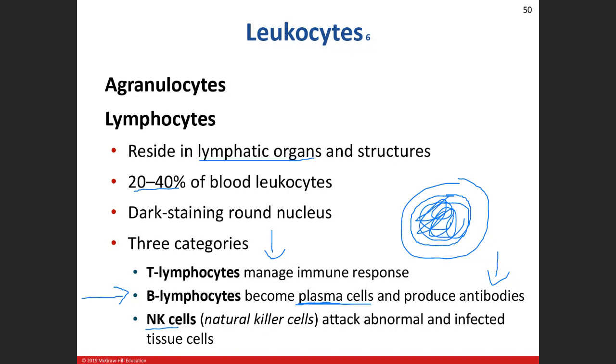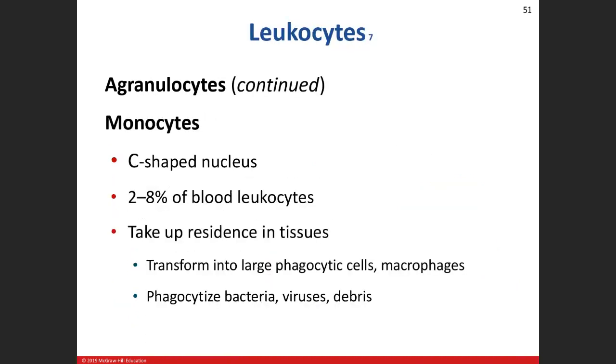All right, so that's the lymphocytes. And then our last type of agranulocyte are the monocytes. They make up a pretty small percentage of our blood leukocytes. When they're in circulation, we call them a monocyte. But when they eventually get into the tissue, they transform into these cells, macrophages. A macrophage is a big blobby looking cell.